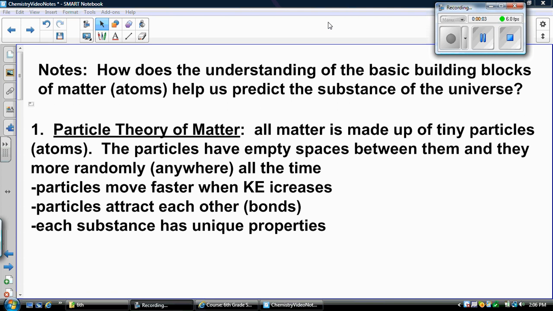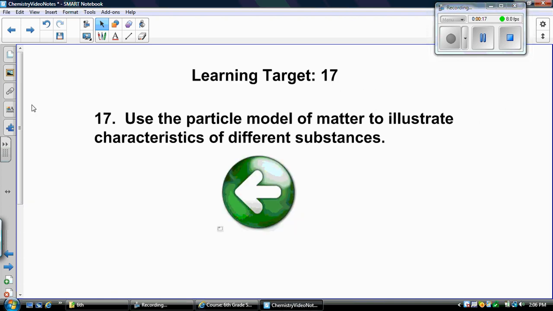Okay, now that we have an understanding of atoms, we're going to look at how understanding atoms, the basic building blocks of matter, helps us predict what substances are out there in our universe. So this is Learning Target 17. Use the particle model of matter to illustrate characteristics of different substances.